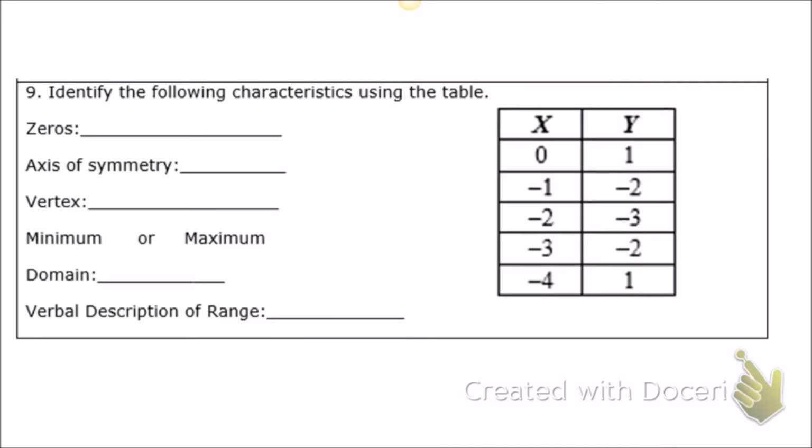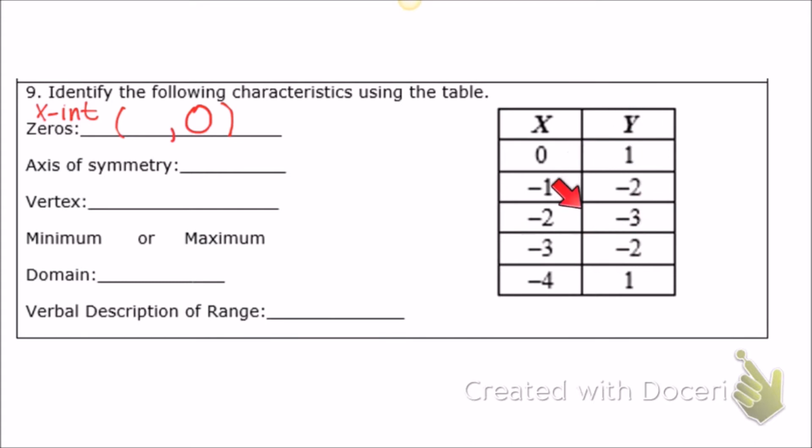Okay, question number 9. It says identify the following characteristics using the table. All right, so now we don't have a graph, we have a table. So we're going to begin with the zeros. Zeros is the same thing as x-intercept. And remember that your x-intercept is going to have a y value of 0. So I want you to look at this table, and we're going to look at the y. Do we have a 0? We don't. We actually cannot see it.